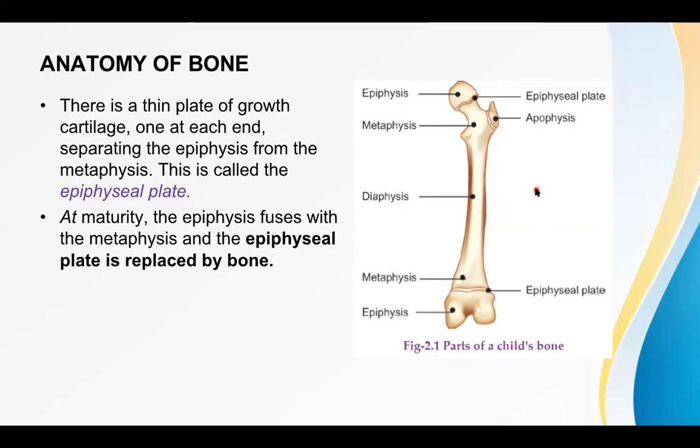Now, after certain years, the bone growth is ceased or inhibited because this epiphyseal plate is replaced by the bone. And after that, there is no lengthening of the bone. This is called fusion of the epiphyseal plate with the epiphysis. This is important knowledge.